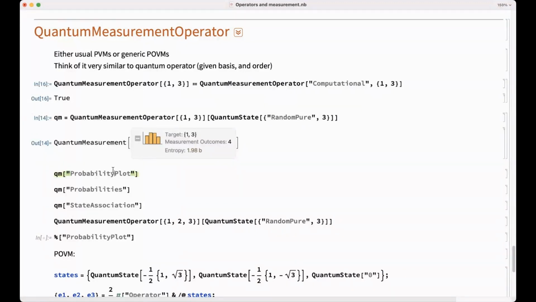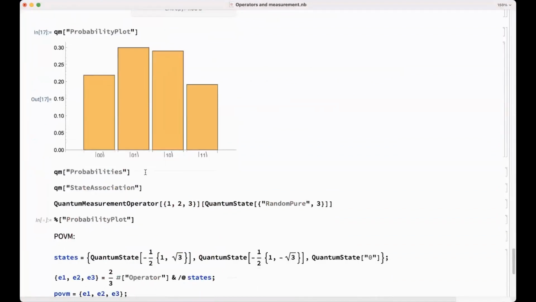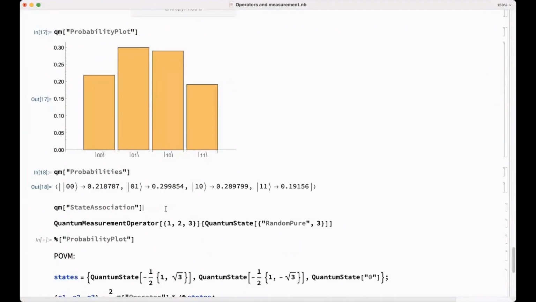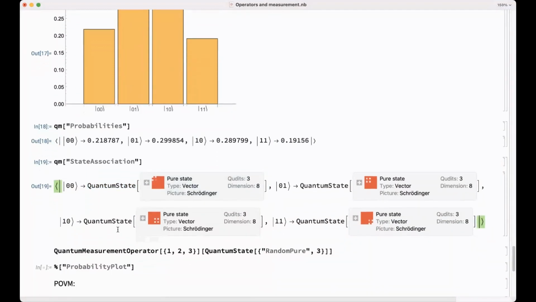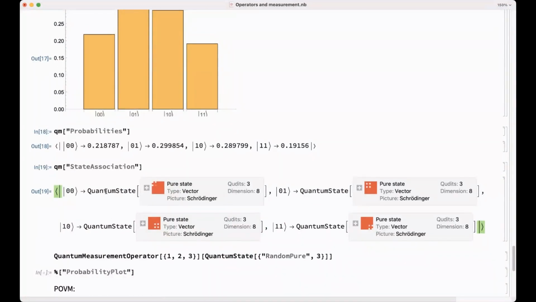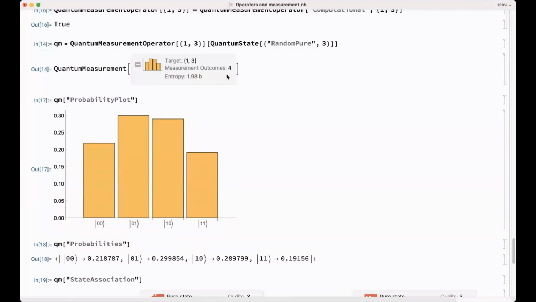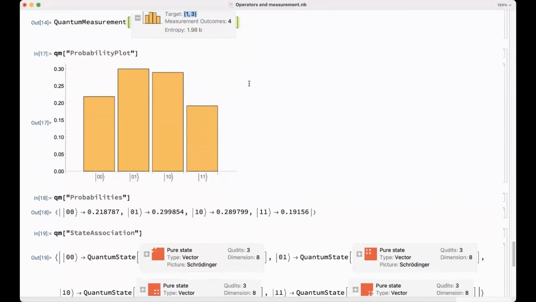For example, the corresponding probability plot, the probabilities as an association, and then you can also ask for the corresponding states, which you may call the post-measurement results. After the measurement, what is the corresponding state, and what's happening there. Remember, your original state was the state of 3 qubits, and we were measuring only 2 of them, qubit 1 and qubit 3. Now let's measure all of them.